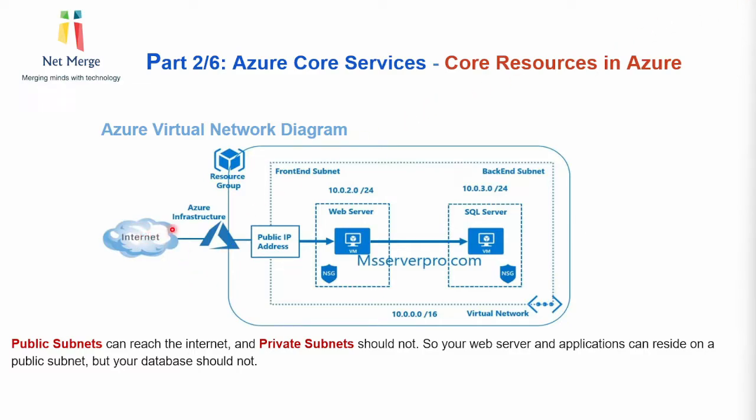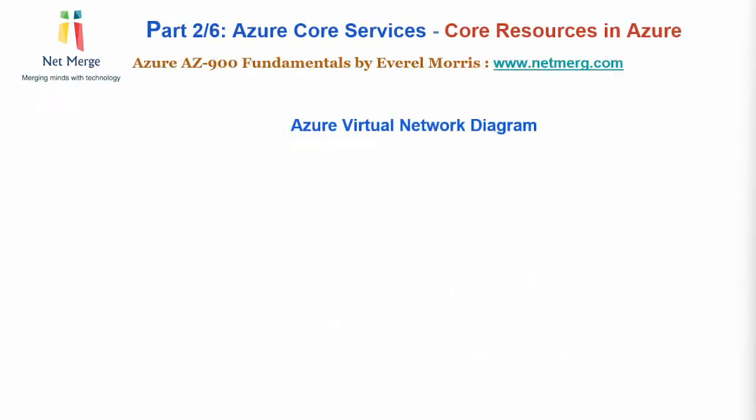Now, let's look at the virtual network diagram. This is your internet. This is your Azure infrastructure, and this is your public client-facing IP. This is your SQL server. It should always be on a private network, and you could see the IP addresses and how your network is structured. This is just an overview of what a virtual network would look like in Azure.